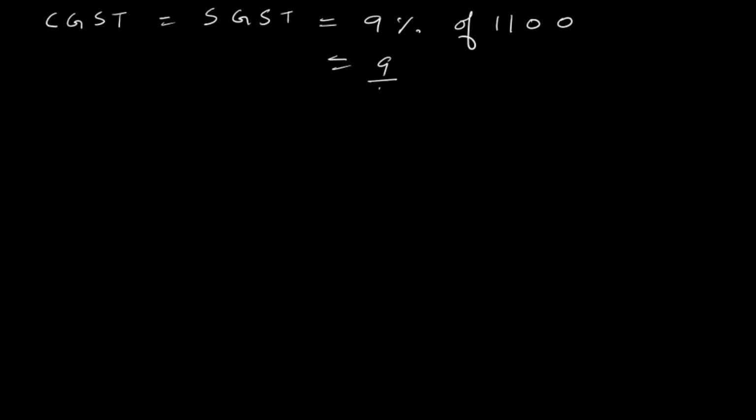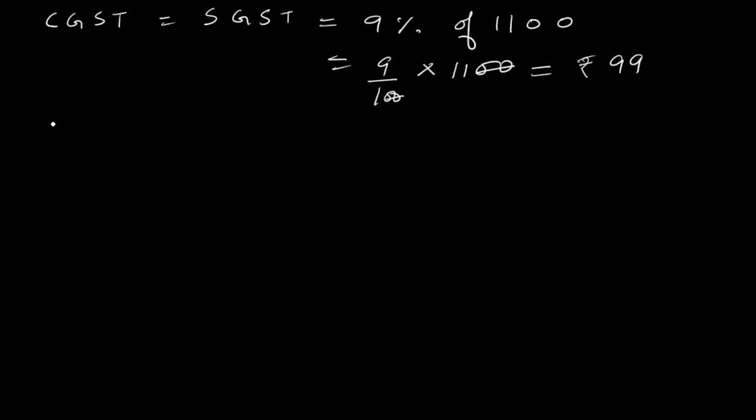So we have to write CGST. You can write CGST is equal to SGST, and this is equal to how much? 9% of 1100. Selling price of hair oil is 1100. So 9 by 100, of means into 1100. Two zeros we can cancel. 9 into 11 is 99.